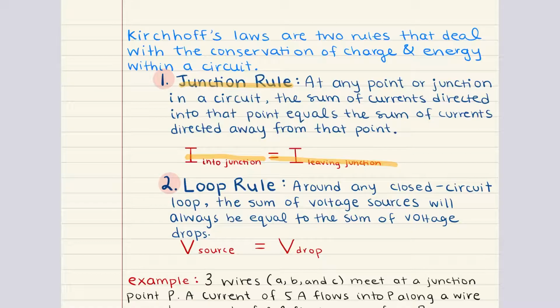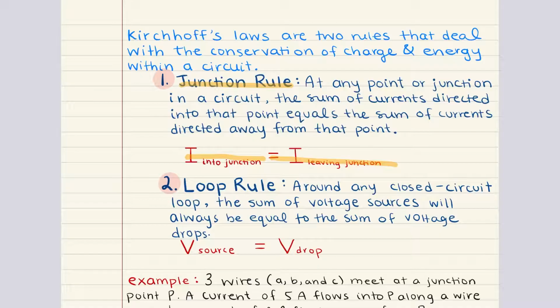So for example, if a current of 3 amperes enters a junction and splits into 2 branches, one carrying 1 ampere, then the other branch must carry 2 amperes to satisfy this rule. What's coming in is what's coming out. What flows in must flow out.